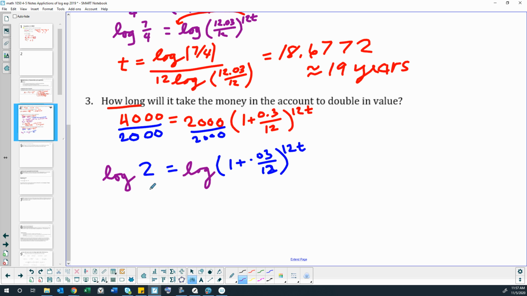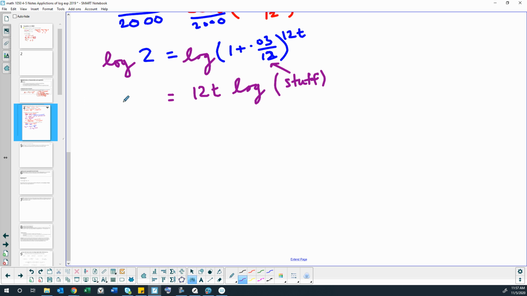Okay, so I'm taking the log of each side. So then my 12t moves out front on this side. I'll write this out this time. So 12 times t times the log of this stuff. I don't feel like writing it. Can I just write the word stuff? And stuff is just going to refer to that. And then when I need to put it in the calculator, I'll actually write it out again. Okay, so we have log of 2 equals 12 times t times the log of stuff. So now to get the t by itself, we're going to divide by the 12 and divide by the log of the stuff. So divide that on both sides. So we have log of 2.